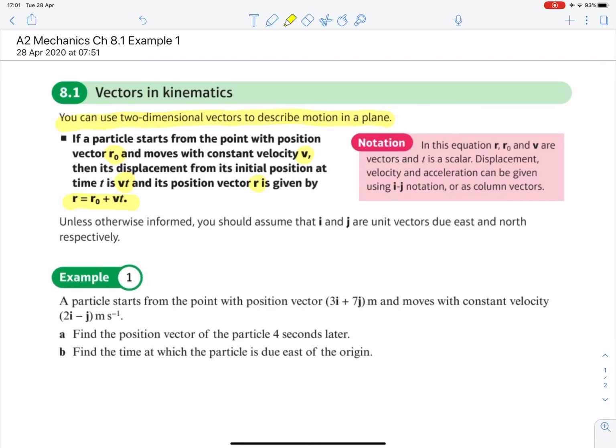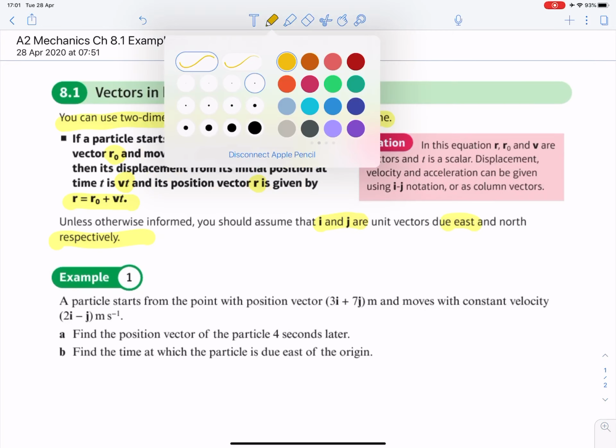And then they say in the rest of this exercise, unless otherwise informed, you should assume that i and j are unit vectors, due east and north respectively. In an exam, you cannot assume that, and that would have to be clearly stated as part of the question. Okay, so here we go.